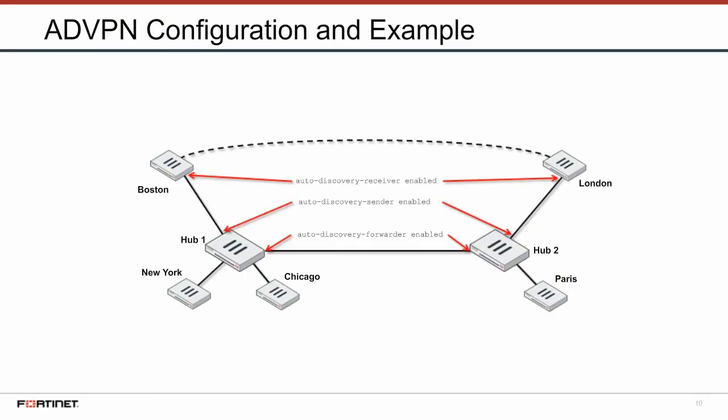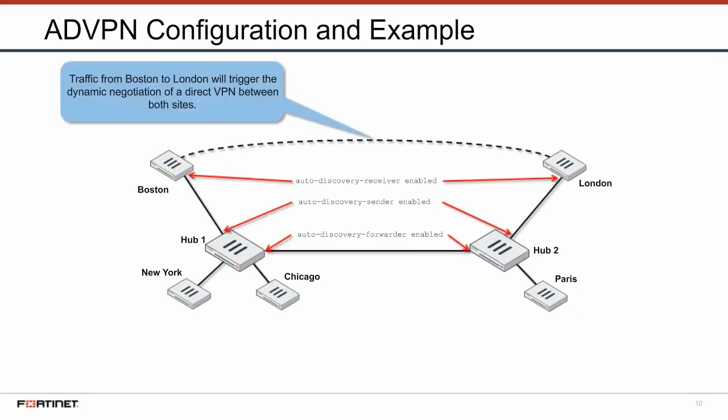This slide shows an example of how ADVPN works. An administrator configures IPsec VPNs on multiple FortiGate devices to form a VPN partial mesh topology. There are 2 hubs. Hub 1 has 3 spokes. Hub 2 has 2 spokes. The administrator also enables ADVPN in all the VPNs. To do that, the administrator must enable the following IPsec Phase 1 settings.